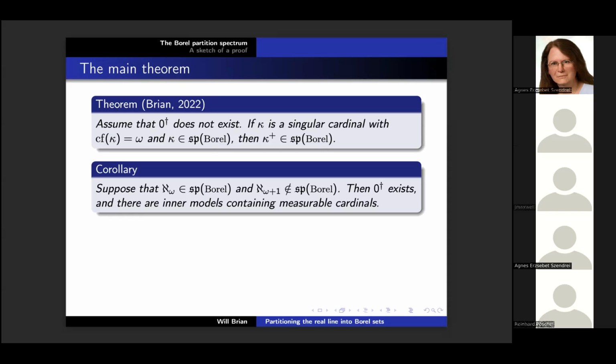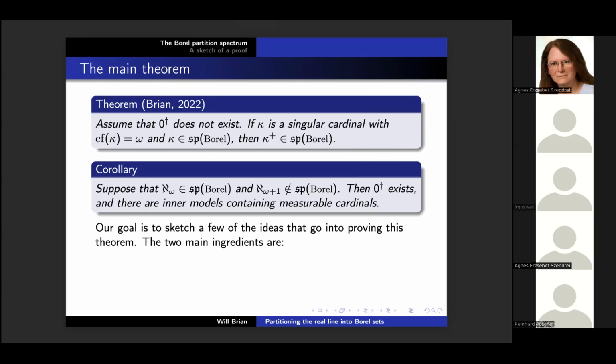Anyway, saying zero dagger exists is a little bit like saying not only are measurable cardinals consistent, but actually measurable cardinals are consistent in a very strong sort of way. We have models containing measurable cardinals that are very small and well understood fragments of the set theoretic universe. But at any rate, all we really need to know for the purposes of this talk is that if zero dagger exists, then there are inner models containing measurable cardinals.